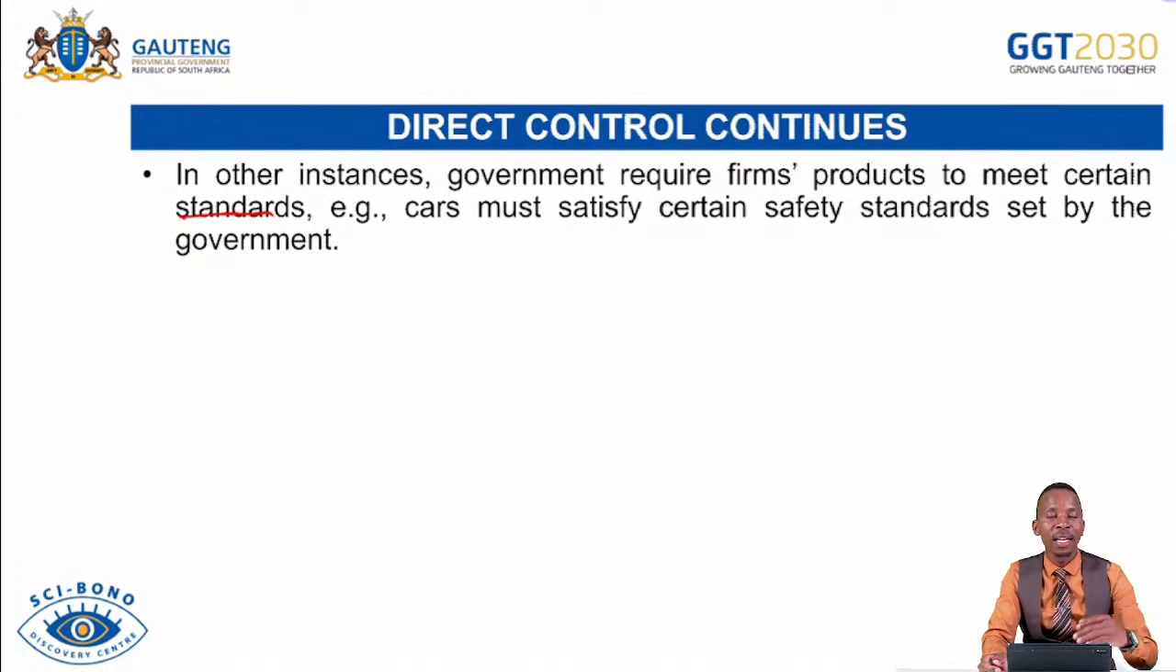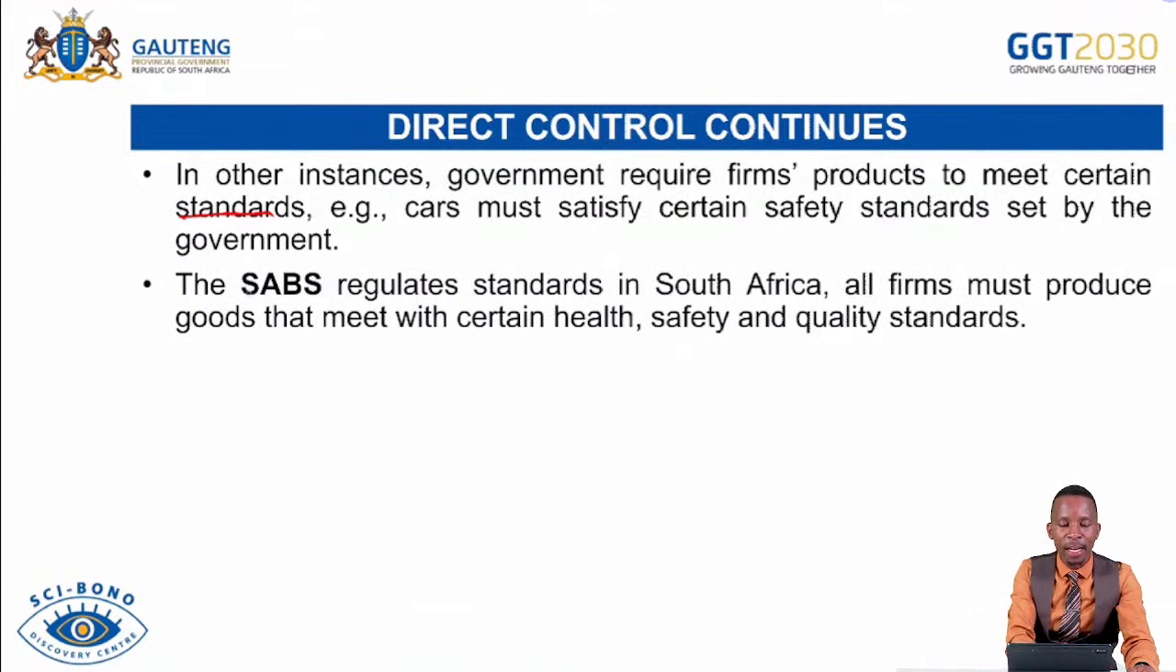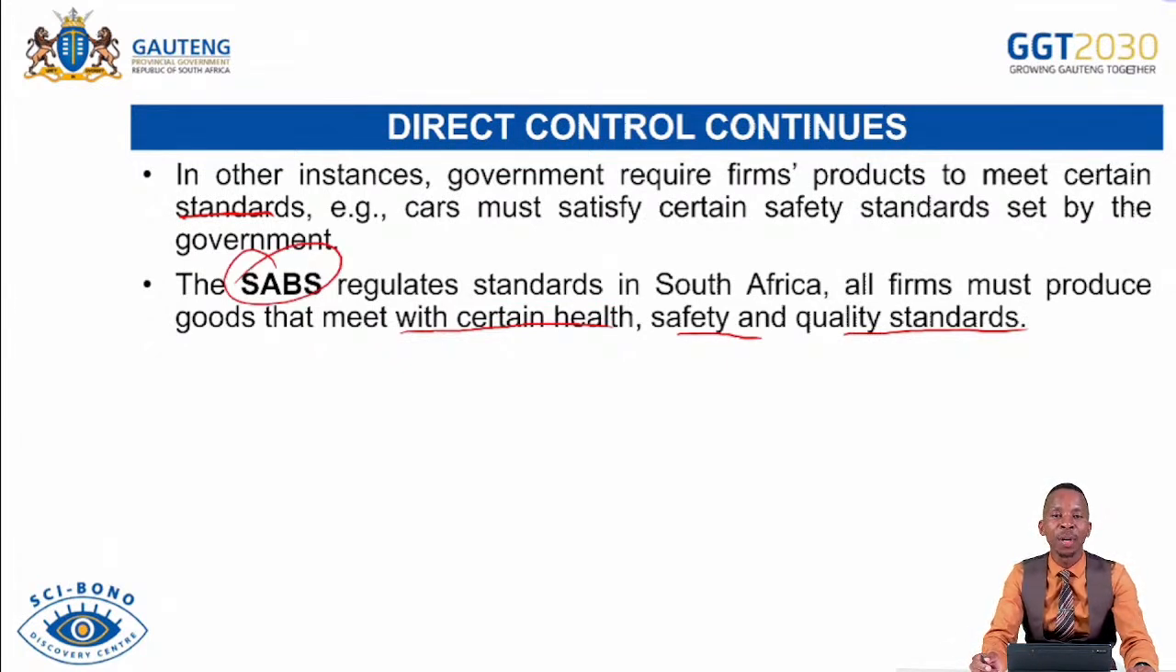So some standards or requirements are set by the government to be met by some products that are produced in the market, so that they will be made available into the society or into the economy. The SAPS regulates the standard in South Africa. All firms must produce goods that meet certain health, safety, and quality standards. So SAPS is the one which monitors the standards in production of some goods and services within the country.